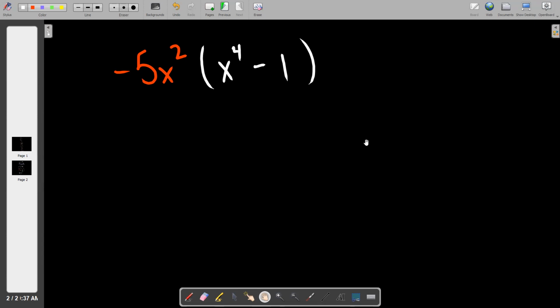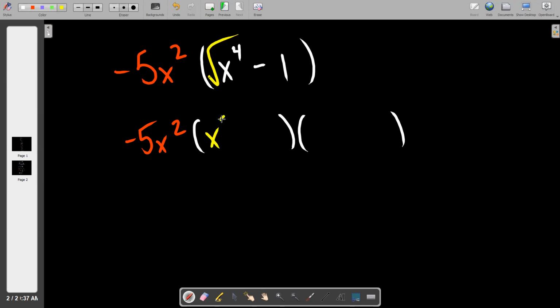All right, let's do this. So let's leave the red guy alone. And let's difference of 2 squares factor this white thing down. Let's go. What's the square root of x to the 4th? X squared goes here and here. Square root of 1 is 1, goes here and here. And to make it click and tick, we put a plus and a minus.